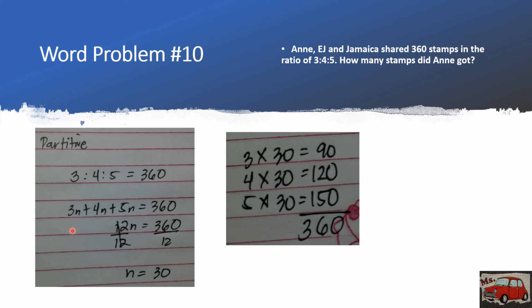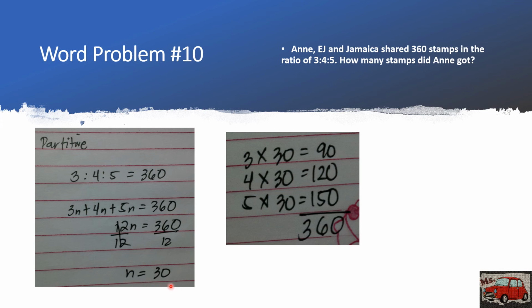Alright, so again, we just need to add our ratios, but make sure meron silang variable, okay? So, 3 plus 4 plus 5, we have 12n, and then equals to 360. So, let's cancel 12 by dividing by itself, and then we have n. In this case, we need to divide it also by 12, so we have 30. So, the equivalent of n or variable is 30.